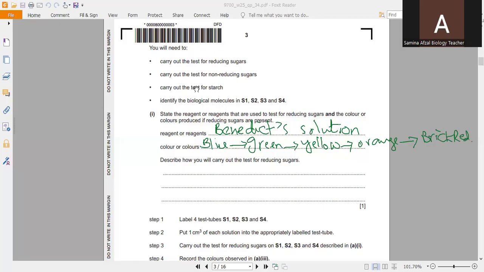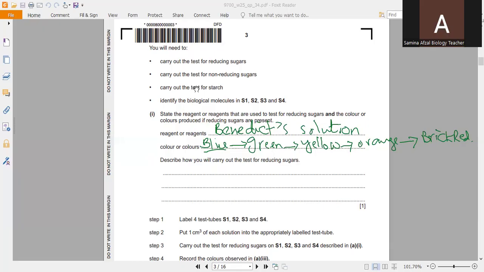Now, which color will be produced during your investigation in lab? It depends on the presence of how much reducing sugar is present in the given solution. So these colors will show the presence of reducing sugar in different quantities. Only blue will show the absence of the reducing sugar in the solution. So describe how you will carry out the test for reducing sugar.